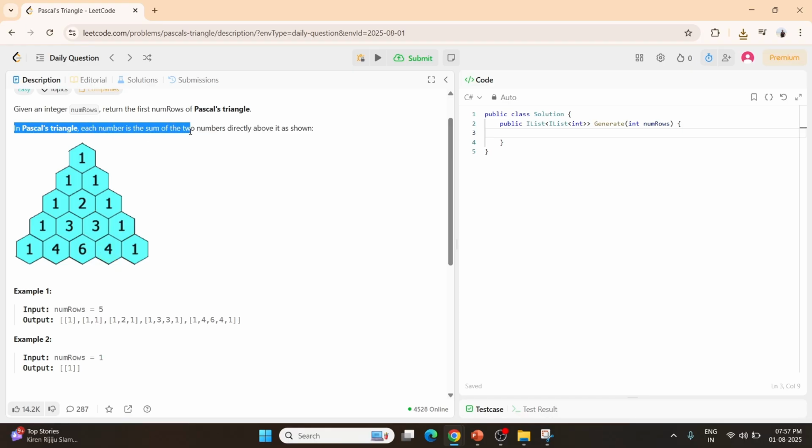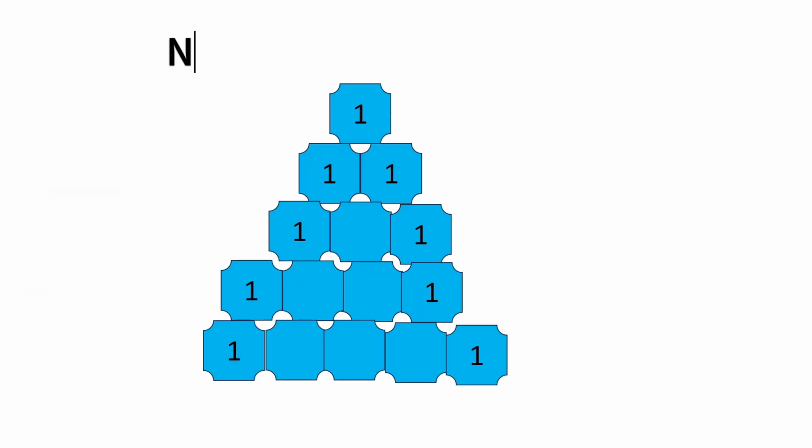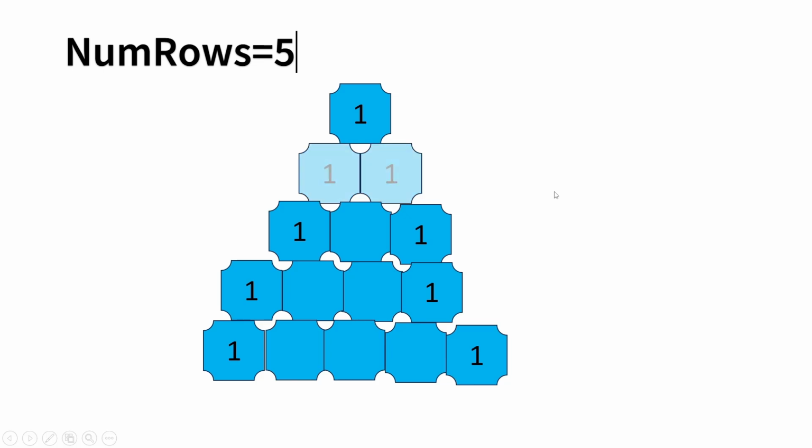The task is: given a number numRows, return the first numRows of Pascal's Triangle. In Pascal's Triangle, each number is the sum of the two numbers directly above it. For example, with numRows equal to 5, the output looks like this.